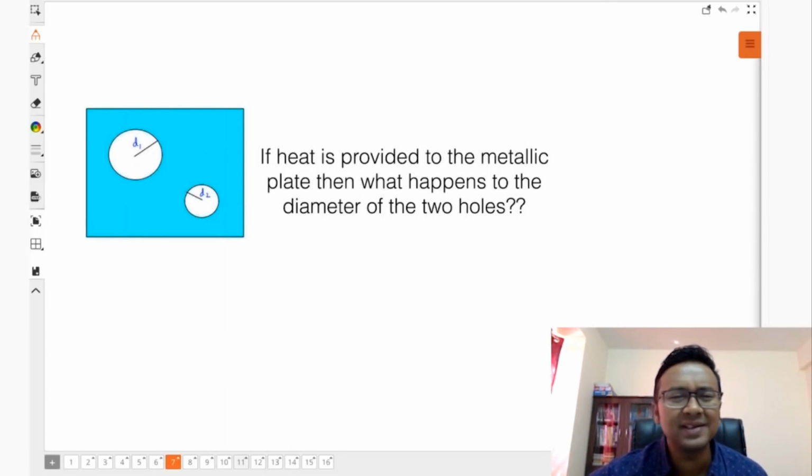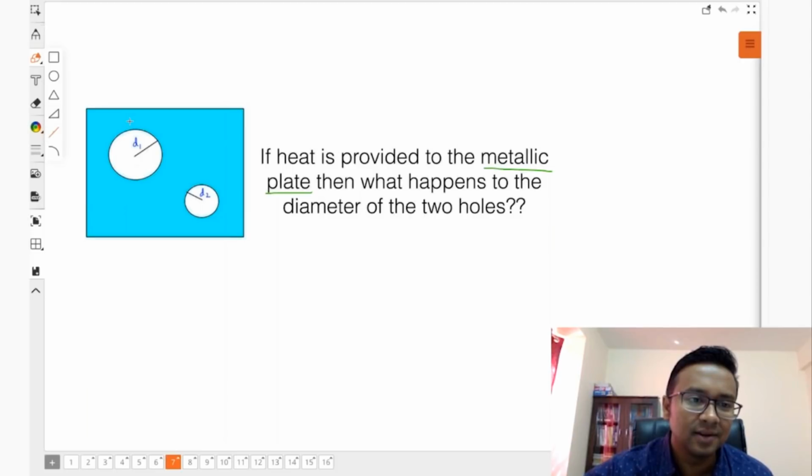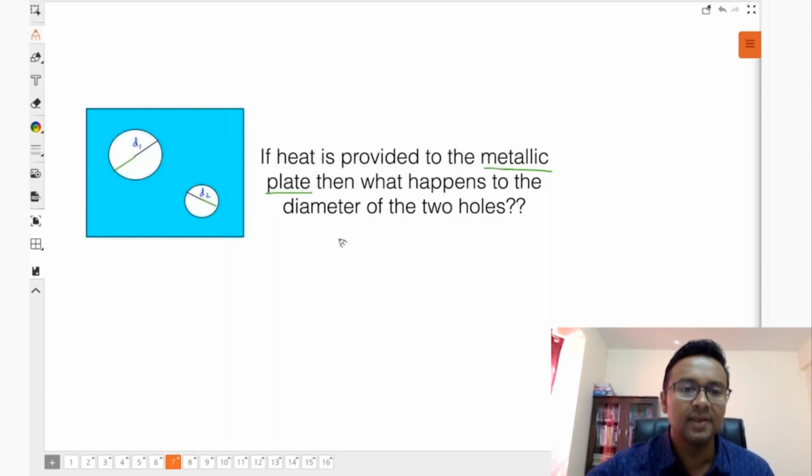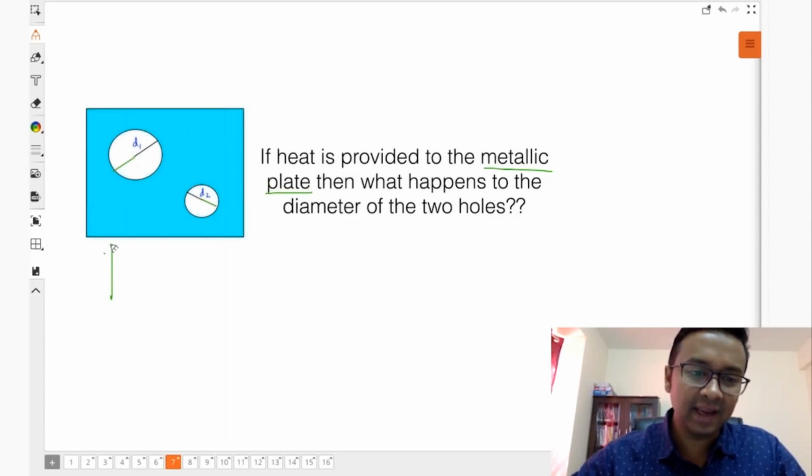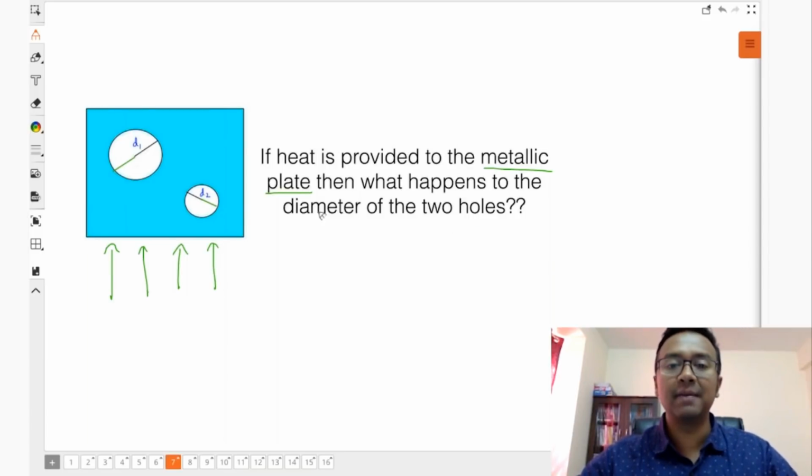Wow, this is one of the very standard problems in your expansion of solids. I've got a metallic plate here, and in this metallic plate I have two holes whose diameters are defined as D1 and D2. D1 is the diameter here, D2 is the diameter here. They are asking us, if I start providing heat to this metallic plate, what is going to happen to the diameter of the two holes?